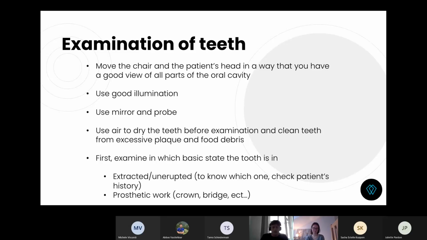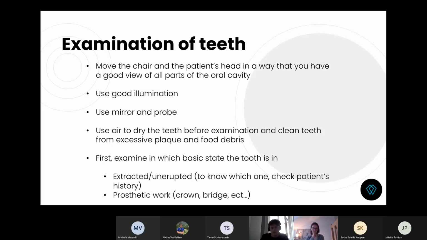And then, like I said, you start with 1.8 and just go tooth by tooth, surface by surface. The first thing you should always tell the nurse is what state the tooth is in. Is it a normal tooth with the original tooth substance, hard dental tissues, or is it extracted or unerupted? Which one, extracted or unerupted, is sometimes hard to see. So you can always look in the patient's history if the wisdom tooth, for example, just didn't erupt, or you can check the X-rays of the patient.